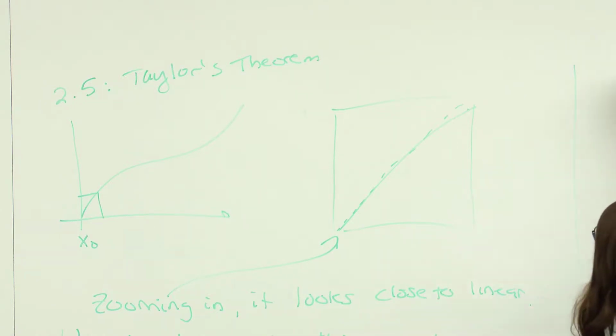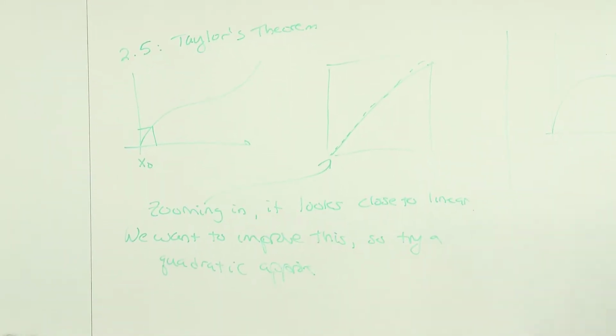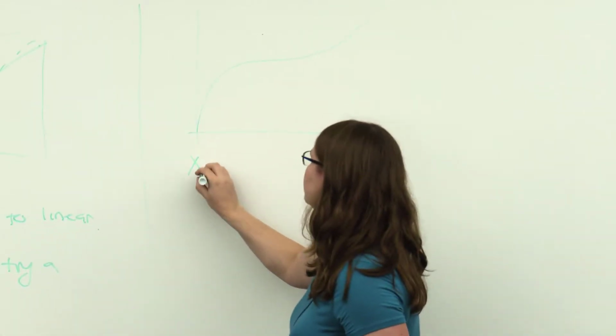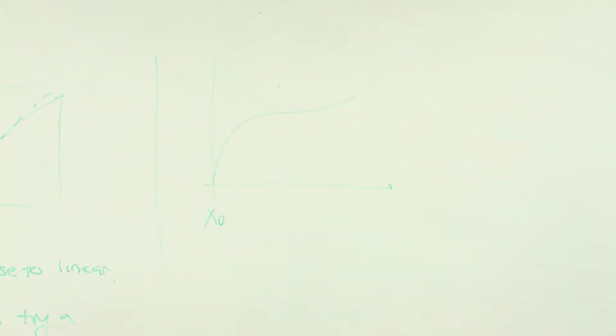Okay, so if I draw my function again, something like this. And now I say, I'm starting here, so again, I'm interested in what happens at x0. I'm going to try to draw a parabola that matches that.